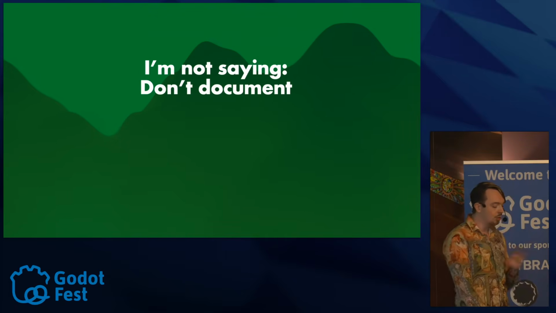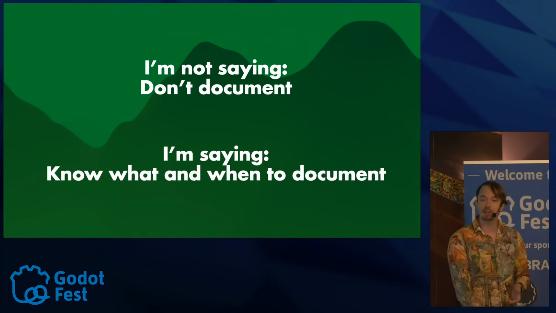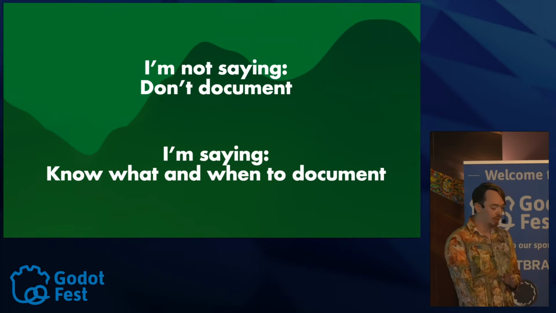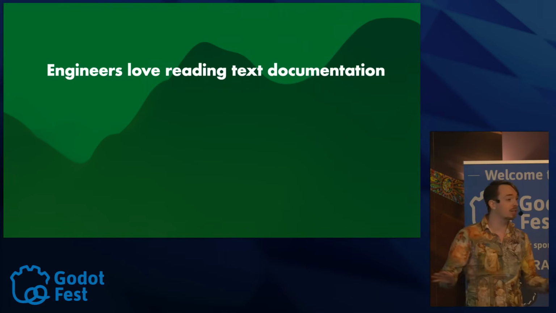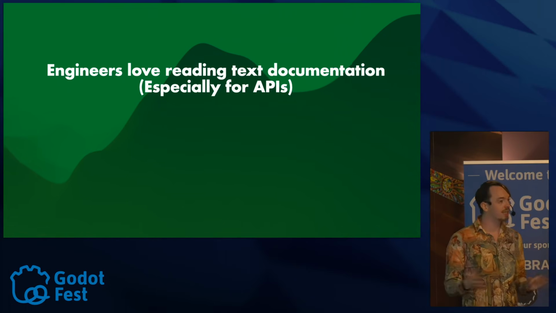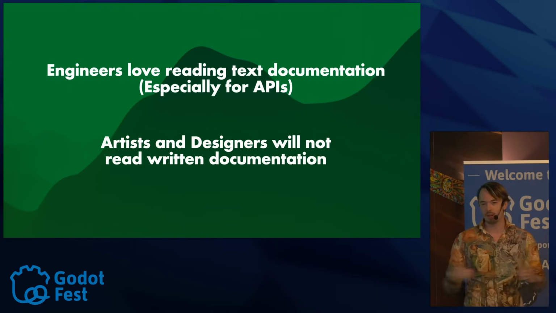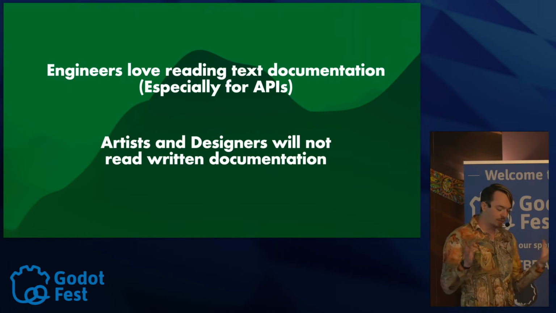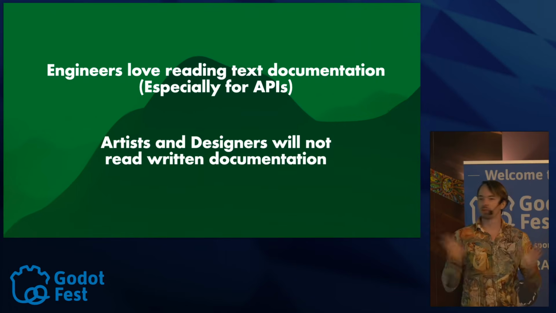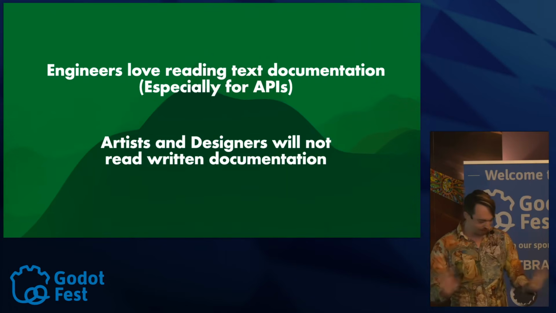So I'm not saying don't document. Please document. I am saying know what and when to document. For example, engineers love reading text documentation, especially for APIs. So you have to give this to them. You need to write text and give that to them. It works great. But artists and designers will not read written documentation. Except for some reason, narrative designers. They do read this. They're great with text. But everyone else doesn't, okay?